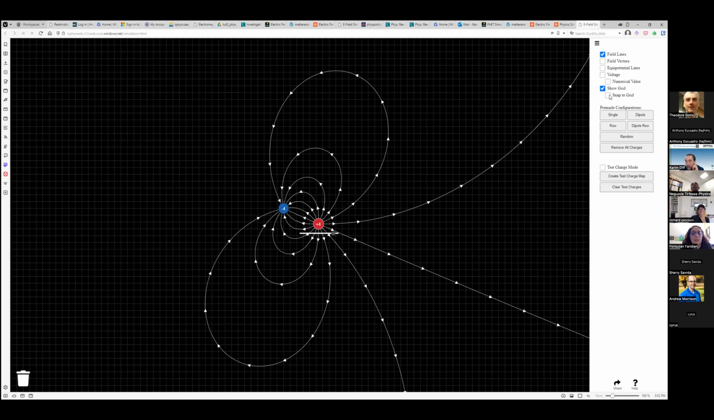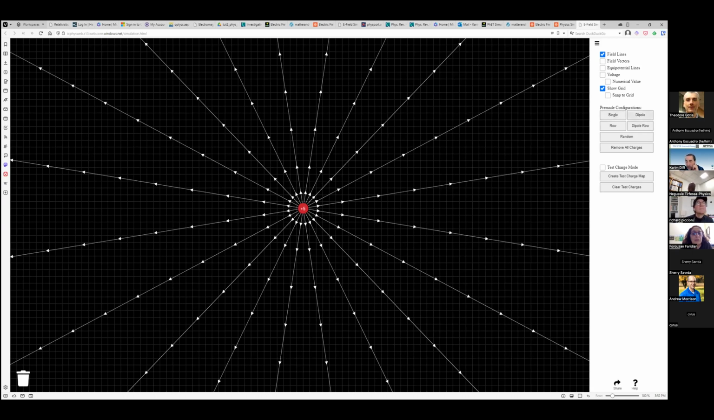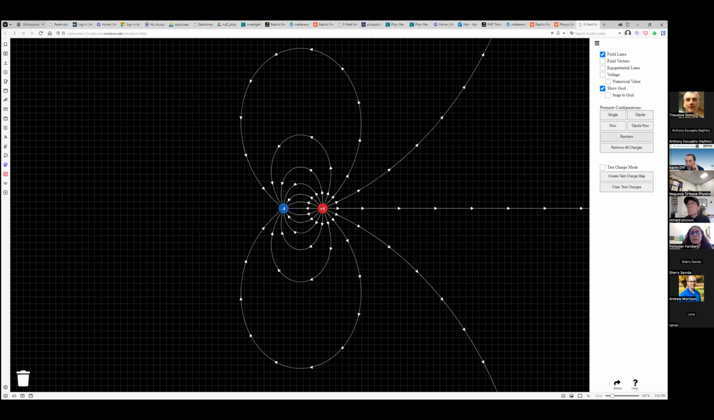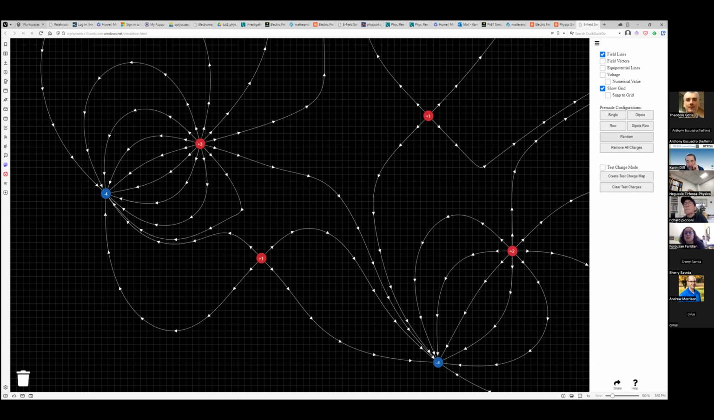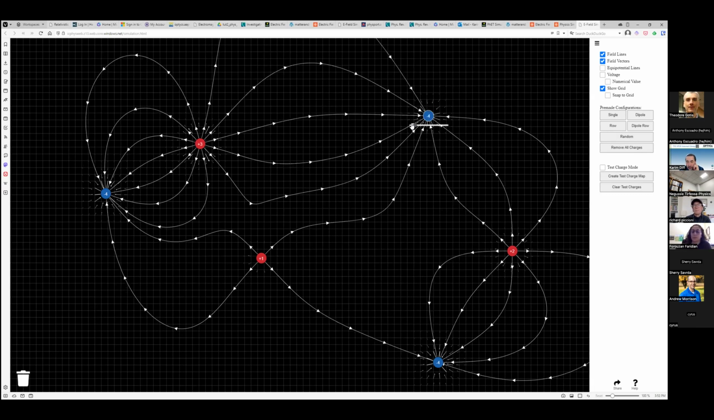So right here on the right side of the screen, you can have either a single charge, you can have a dipole, you can have random charge distributions, and so on. You can also add the field vectors, although they're kind of tiny. It's a little hard to see them, really close to the charges. You can also modify the charges. If you click on one of the charges, you can modify the sign and the value.